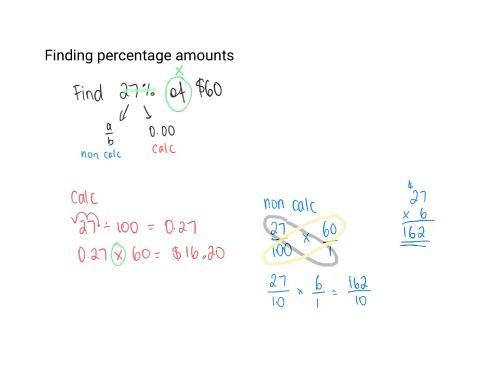Now all we need to do is do that division. Now we have a base 10, that's quite easy. I move the decimal point one place to the left, okay? So that's going to give me 16.2, which I know in this context is $16.20. So you can see that we arrived at the same answer, one being a calculator and one being a non-calc. And I can't stress enough that you need to be able to do this to do applications well, particularly in year 12.